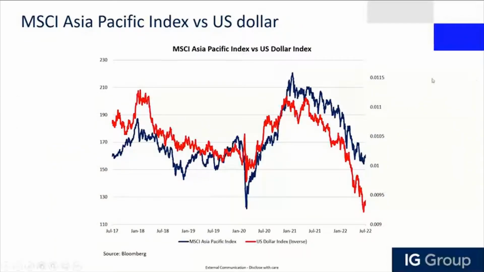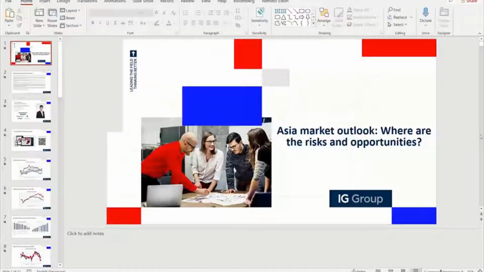So I just want to bring your attention to the MSCI Asia region. What are some of the factors that could come into play? This is a chart that I have, which plots the Asia Pacific Index together with the US dollar index. And you can see that it generally tends to have somewhat of a negative correlation.